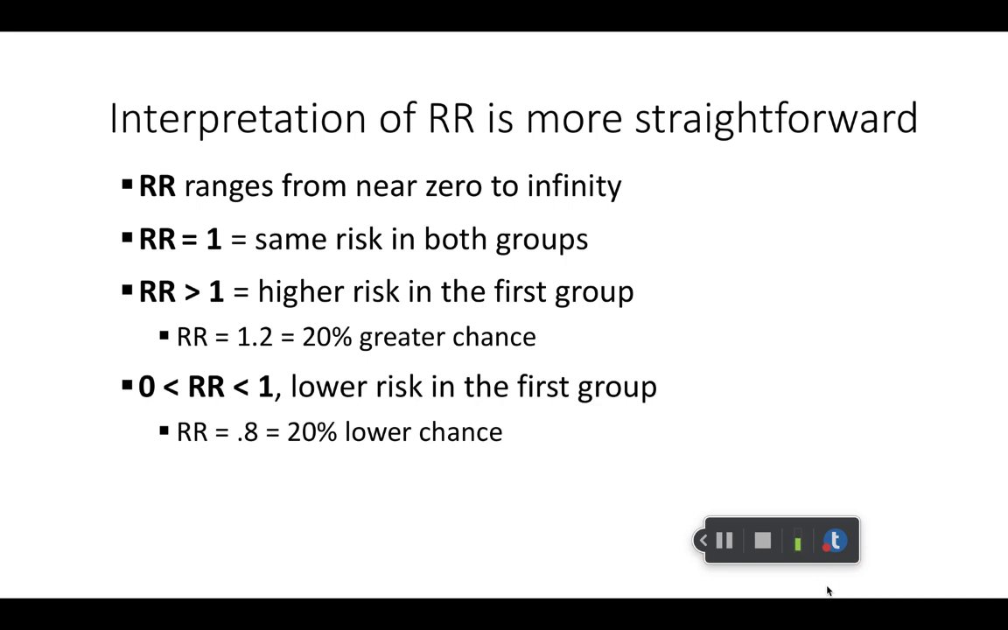A risk ratio that is lower than 1 means that there's a lower risk in the first group. So a risk ratio of 0.8 means there's a 20% lower chance in the first group. So I hope that you calculated that the risk of failure in the treatment group is 0.8, 20% lower.